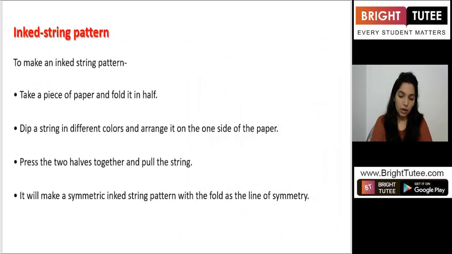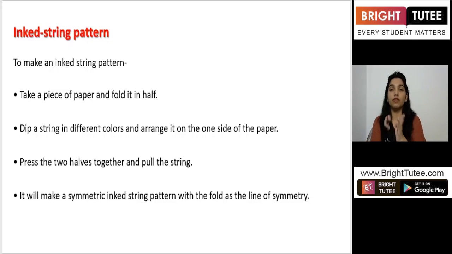Okay. Now what more you can do is you can have inked string patterns. This is very interesting. I must recommend that you try this yourself. Okay. In order to make an inked string pattern, what you need to do is you take a piece of paper, and then again the same way you fold it into half. Now what you do, open the sheet again. Take a string, any thread you can take, but make sure that it's a little fat thread, not a very thin one, just a little fat thread.